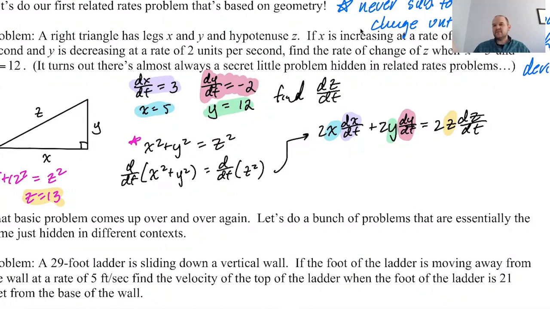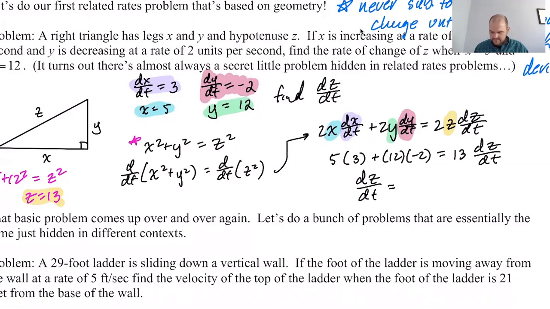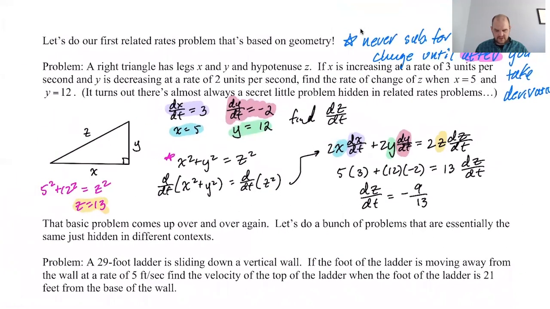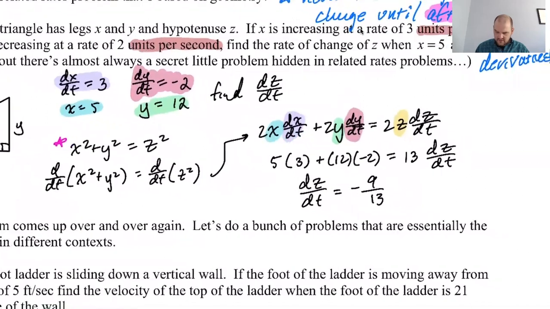So I'm going to divide everything by 2 because I can. We're going to have 5 times 3 plus 12 times negative 2 is equal to 13 dz/dt. So dz/dt is going to be equal to 15 minus 24, which is negative 9 over 13. What are the units? The units are, bizarrely, units per second. Linear measures are units per second in this. So z is a linear measure, so we will say units per second.